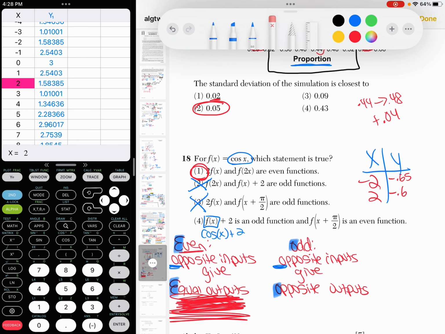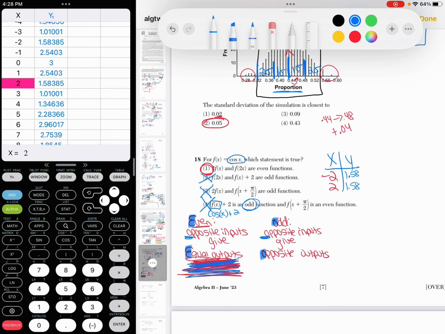When I hit second graph, I'm looking at outputs for opposite inputs. So at -2, my value is 1.58. At 2 it's 1.58. 1.58 and 1.58 are equal, which means that that is even. And guess what? It's saying it's odd. Goodbye. So it has to be choice 1.